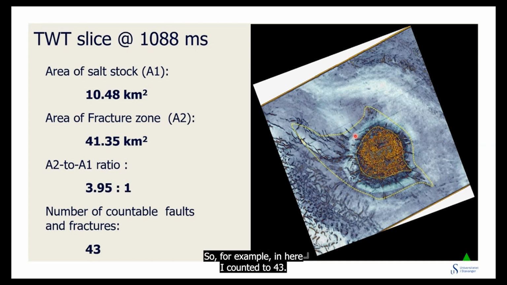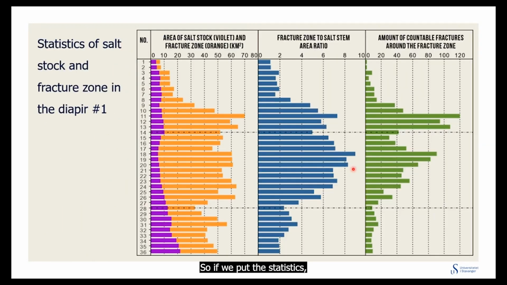So for example, in here, I counted 43. This is just one of the time slices. So if we put the statistics together, then you will see the vertical distribution of the sizes of the salt stock in this purple color, and also the fracture zone and the ratio between the fracture zone and the salt stock.